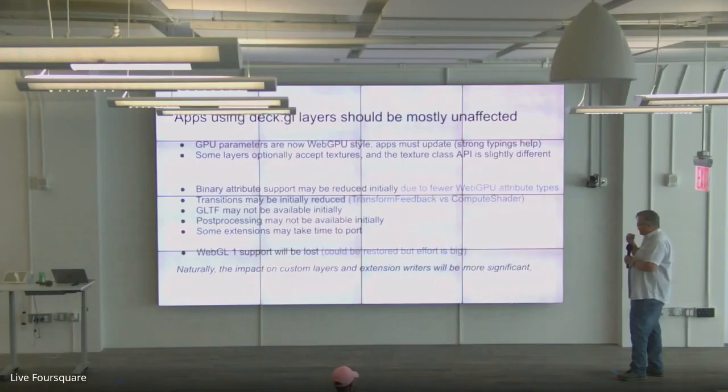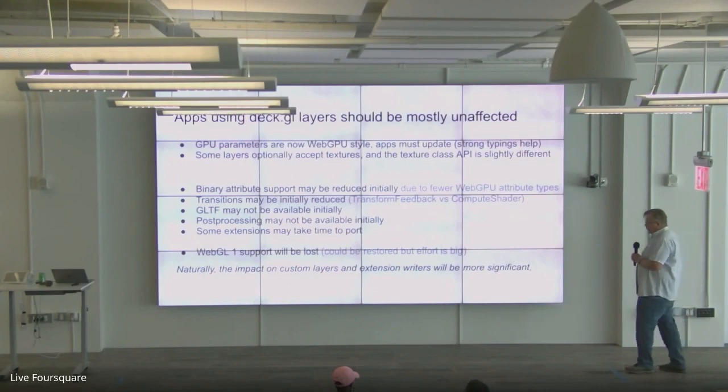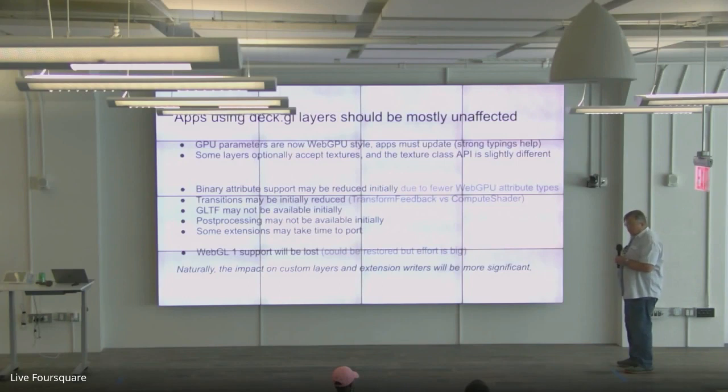Transitions may not initially work on GLTF, and the scene graph layer may not be available initially. We haven't made decisions on it, but it's efforts that we would have to make. Post-processing modules may not be available. Some of the extensions that Felix talked about may take time to port. And one thing that's pretty clear is that we will lose WebGL 1 support.